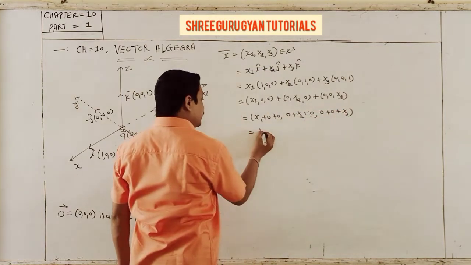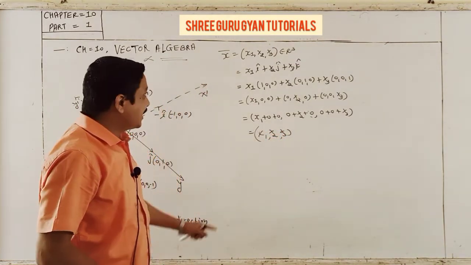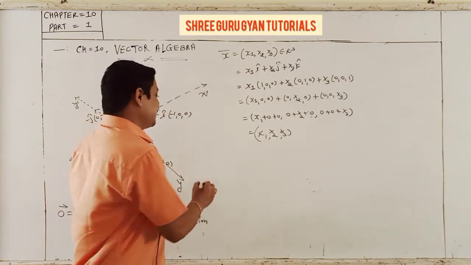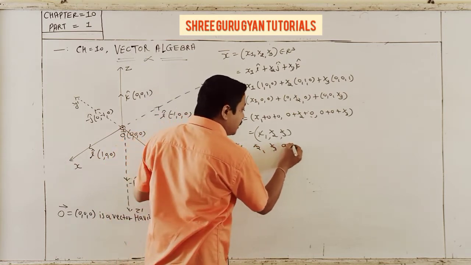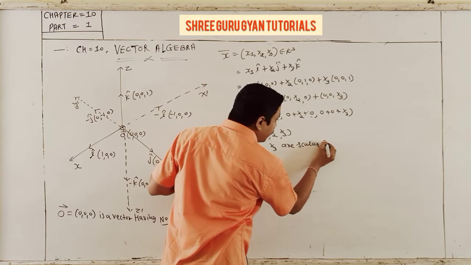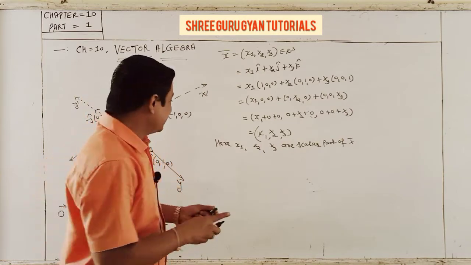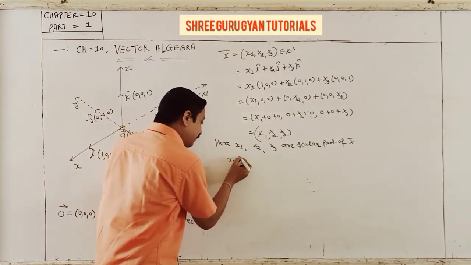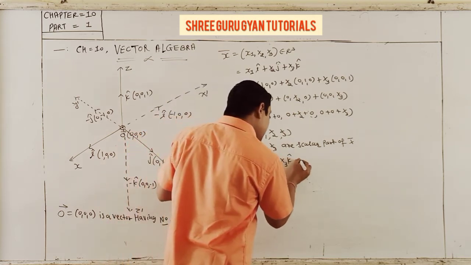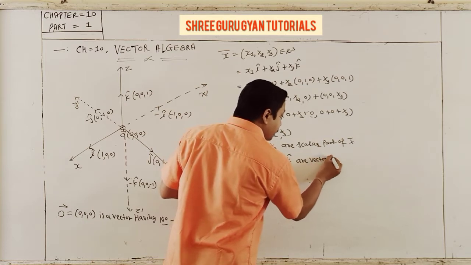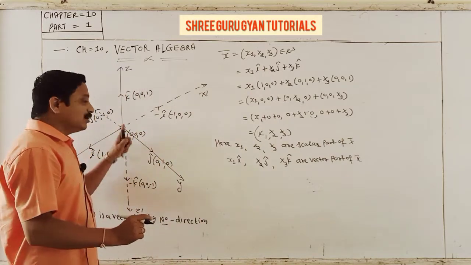Yes students, here x1, x2, x3 are the 3 values. The x1, x2, x3 are the scalar part of x bar. And the vector part is i, j, k attached. So I write x1 i, x2 j, x3 k are the vector part of x bar, and that's your basic introduction to the octant form.